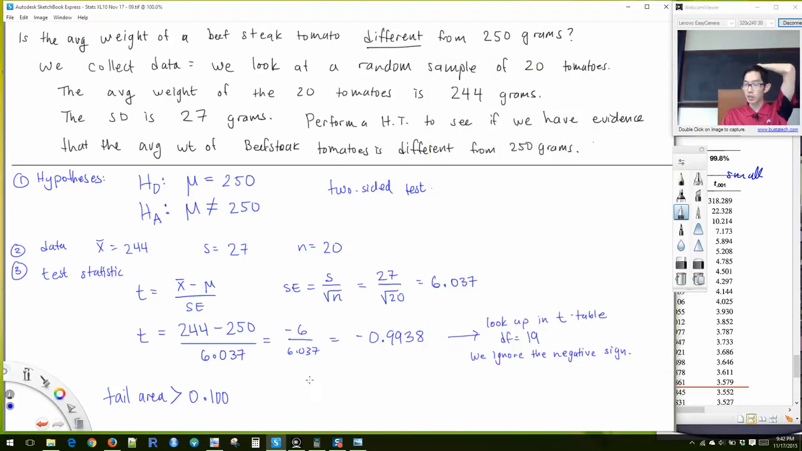Is that okay? I think as you do your homework, you're going to get the hang of this. Okay, so is this my p-value? No. Now what do I have to do? I multiply it by 2, right? Because I have a two-sided test. So my p-value is going to be greater than 0.100 times 2, which means my p-value is greater than 0.200.